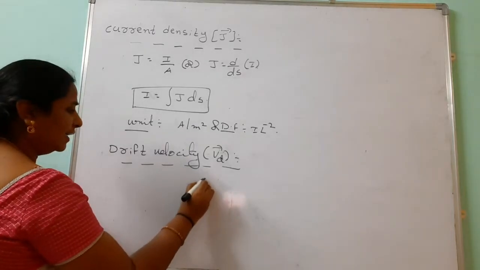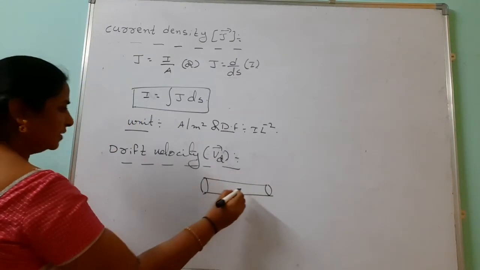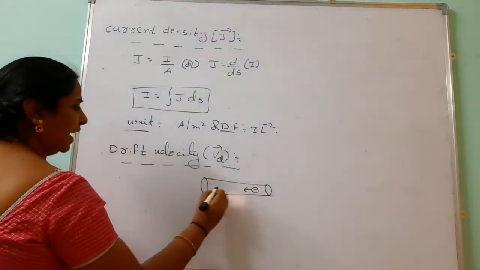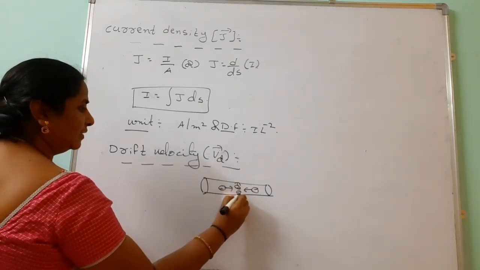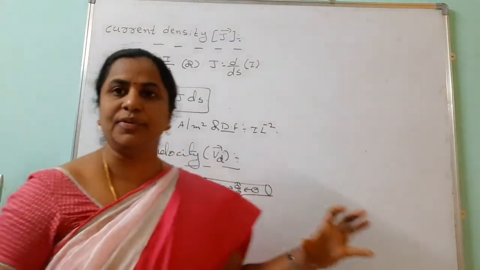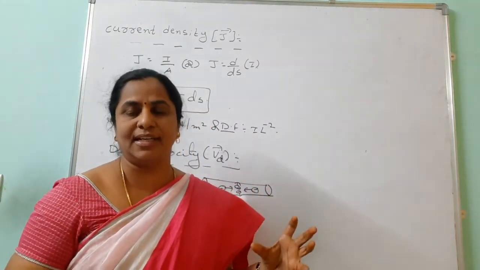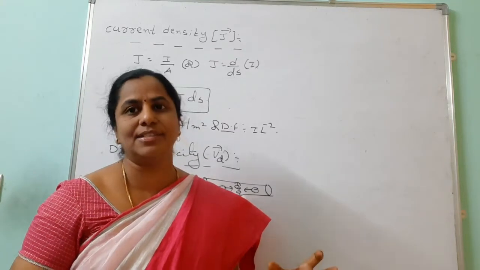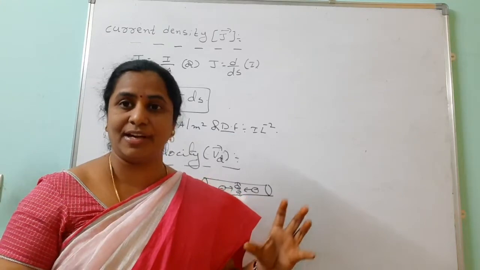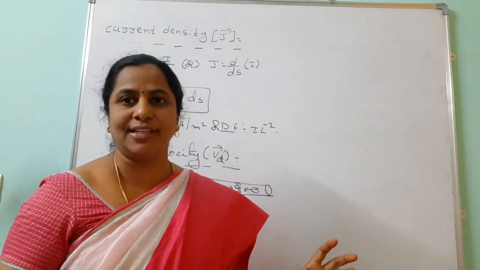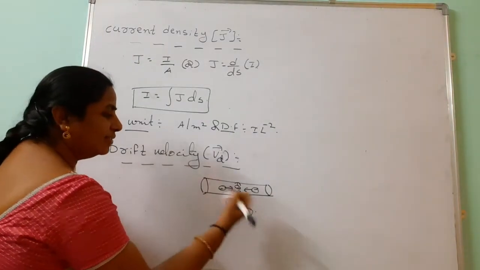Take one conductor. A conductor always has free electrons. These electrons are moving in random directions. One electron is going upwards, one is coming downwards, one is moving towards the left. So the resultant velocity of the electrons in the conductor equals 0. If there is no external field, no battery connection, and we are not applying a potential across the conductor, the drift velocity is 0. Vd equals 0.